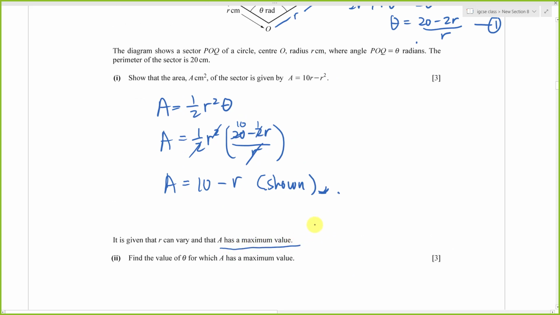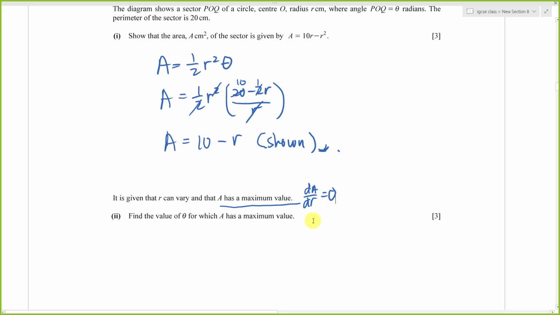Most of the time it means differentiation, which is dA/dr equals 0. If you see the minimum, remember it's the same thing as well. No matter maximum or minimum, dy/dx will always equal 0. Some students might think maximum is 0, then minimum is what? Maximum or minimum, both will give you equals to 0.